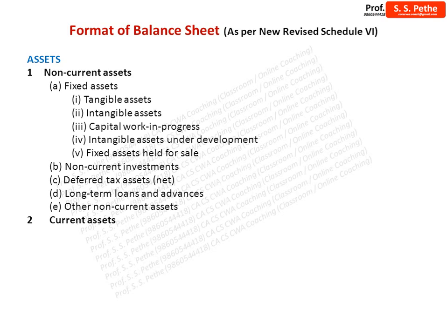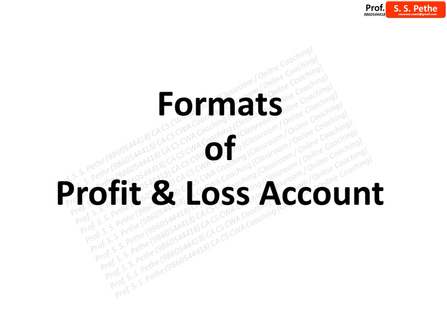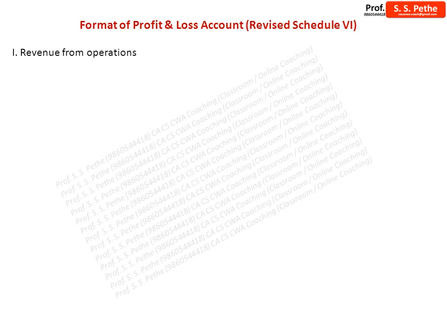Another main heading is current assets. So current assets will include current investments, inventories, trade receivables, cash and cash equivalents, short-term loans and advances, and other current assets. I advise all of you to just mark this schedule so that you will be able to solve the question very quickly. Now let's see the format of profit and loss account as prescribed under Schedule 6.